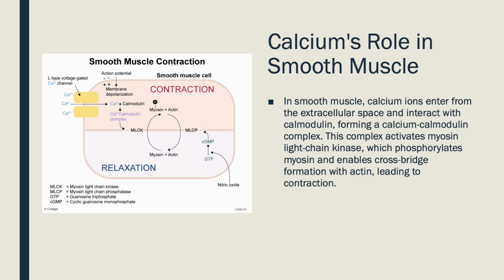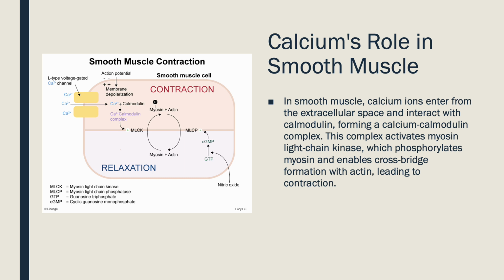contraction. This is distinct in contrast to skeletal muscle contraction, where calcium interacts with troponin instead of calmodulin. The calcium-calmodulin complex in smooth muscle regulates the phosphorylation of myosin, making that contraction slower but more sustained than in skeletal muscle. Now, after that contraction, the muscle relaxes when calcium is either pumped out of the cell or sequestered into the sarcoplasmic reticulum, allowing the muscle to return to its resting state.